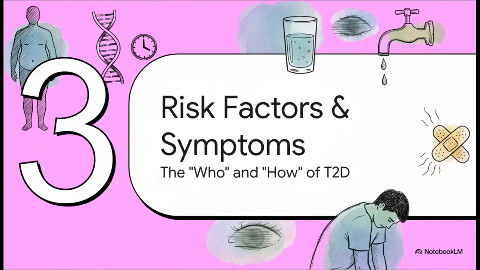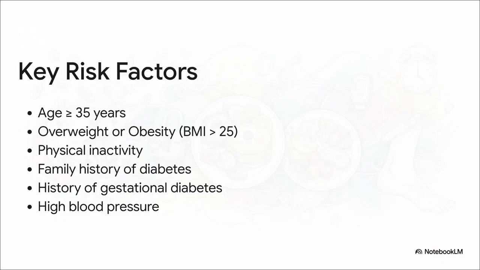Okay, so now let's talk about the who and the what. Who is most at risk for this? And what are the warning signs the body might be giving us? Right, so the evidence points to a few key risk factors. Some of these things you just can't change, like getting older or having it run in your family. But a lot of them are really tied to lifestyle.